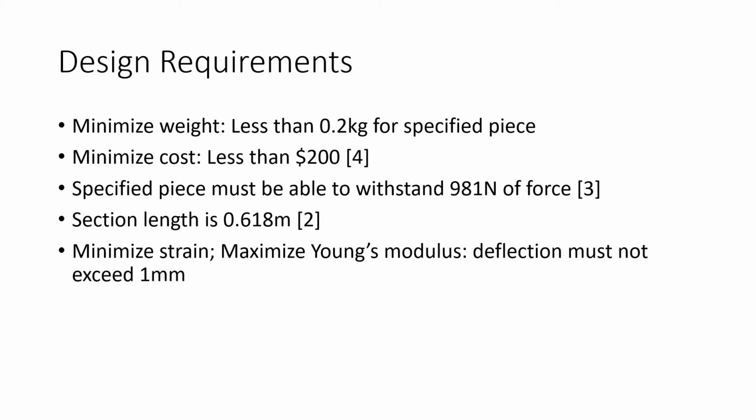Initial design notes were to minimize weight, cost, and strain, in turn maximizing Young's modulus. 0.2 kg comes from an estimation of the largest member on the bike frame. $200 is a competitive price for a steel frame on the market. A section length of 618 millimeters was taken from the largest member of the frame, and the deflection was chosen as an amount that would not alarm the user.